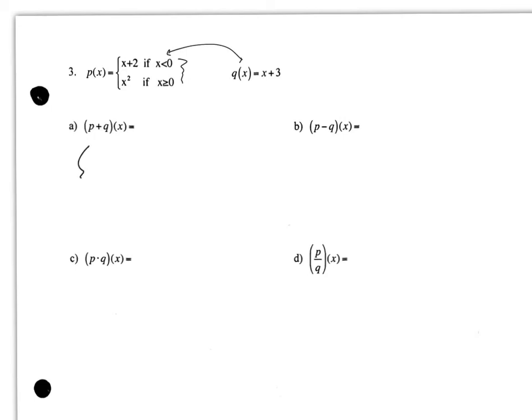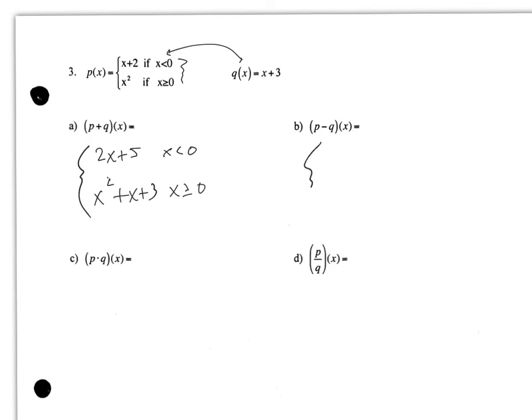So we'll start with our bracket, and then we end up with 2x plus 5. When we add that together, x is less than 0. When we add up the bottom, we get x squared plus x plus 3, and we have x is greater than or equal to 0.